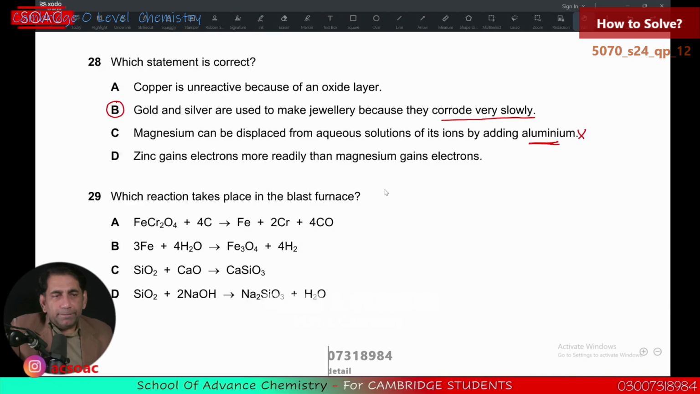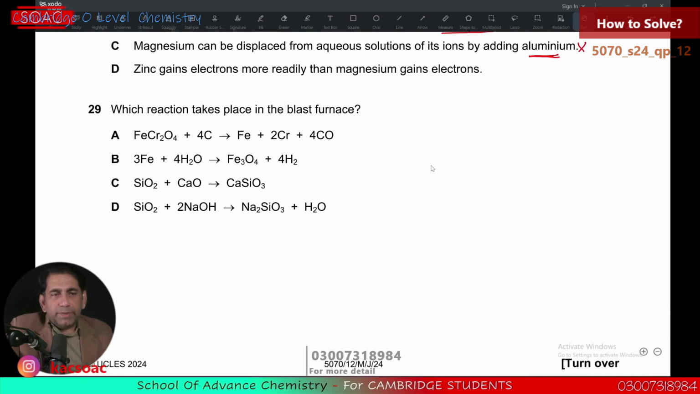Question number 29. Which reaction takes place in the blast furnace? This one, I mean A, B, C, D. And you know which type of reaction can occur in the blast furnace. There must be hematite. There is no hematite. And iron is not going to react with water in the blast furnace. Silicon oxide react with CaO, yes.